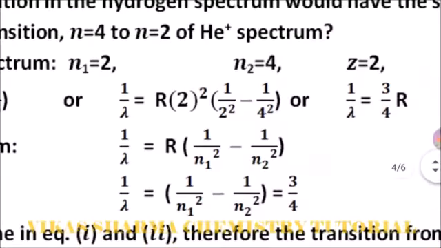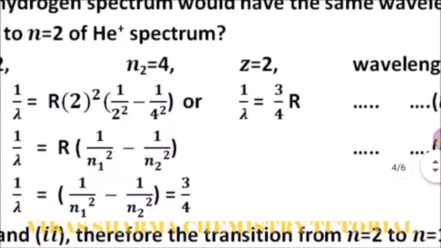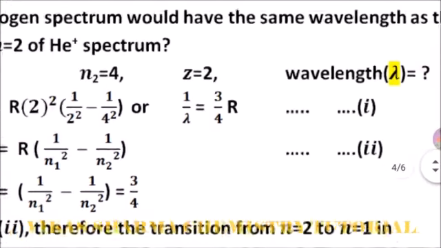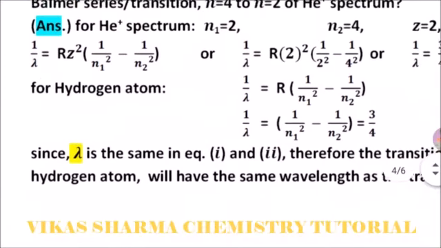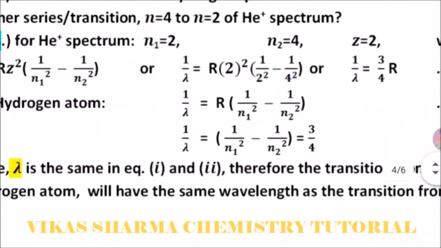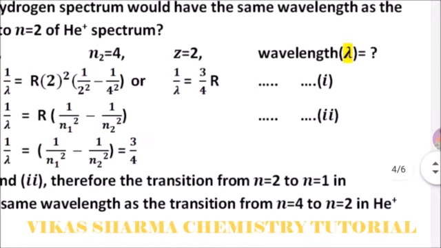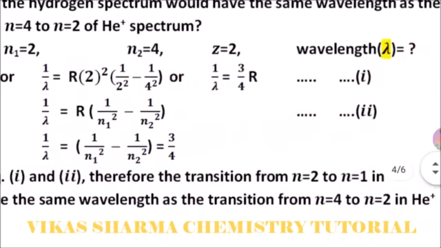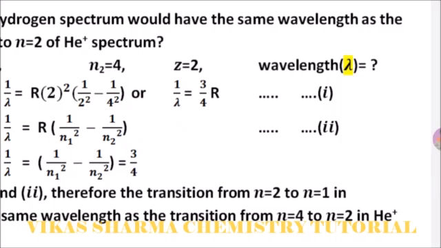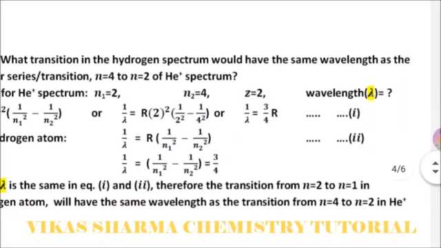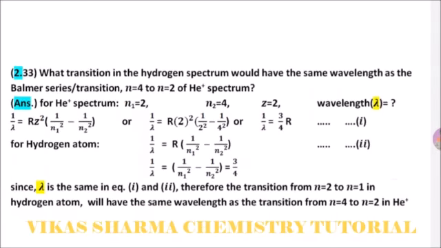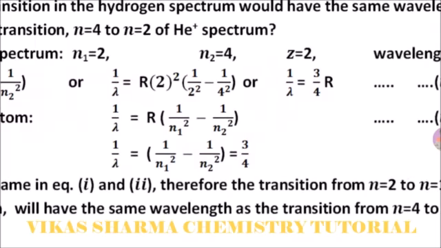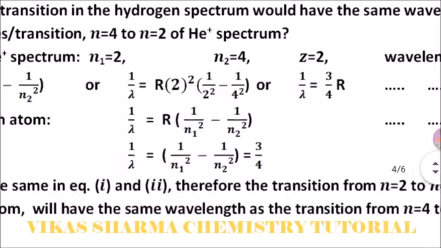So 1 upon lambda is equal to 1 upon n1 square minus n2 square equal to 3 upon 4. If we solve these, summarize the two equations. Since lambda is the same in the first and second equations, the transition from n=2 to n=1 in a hydrogen atom will have the same wavelength as the transition from n=4 to n=2 in the helium ion. So when we summarize the two equations, the transition is the same as in the helium ion.